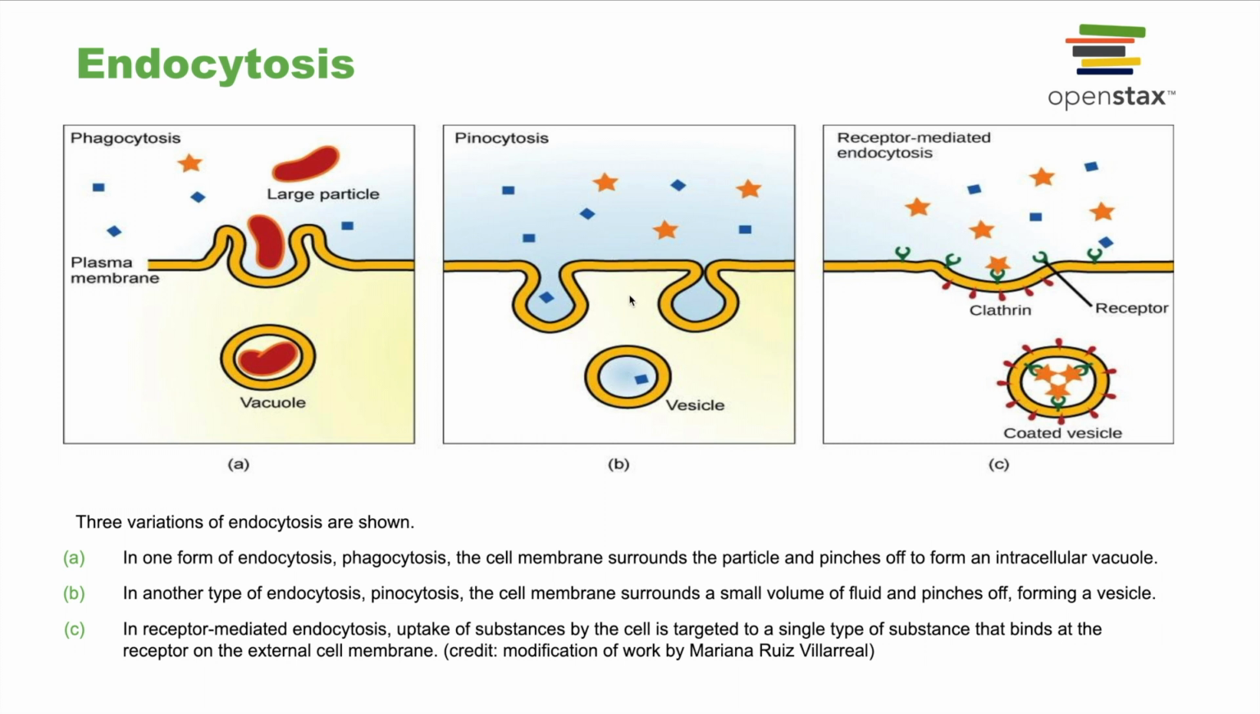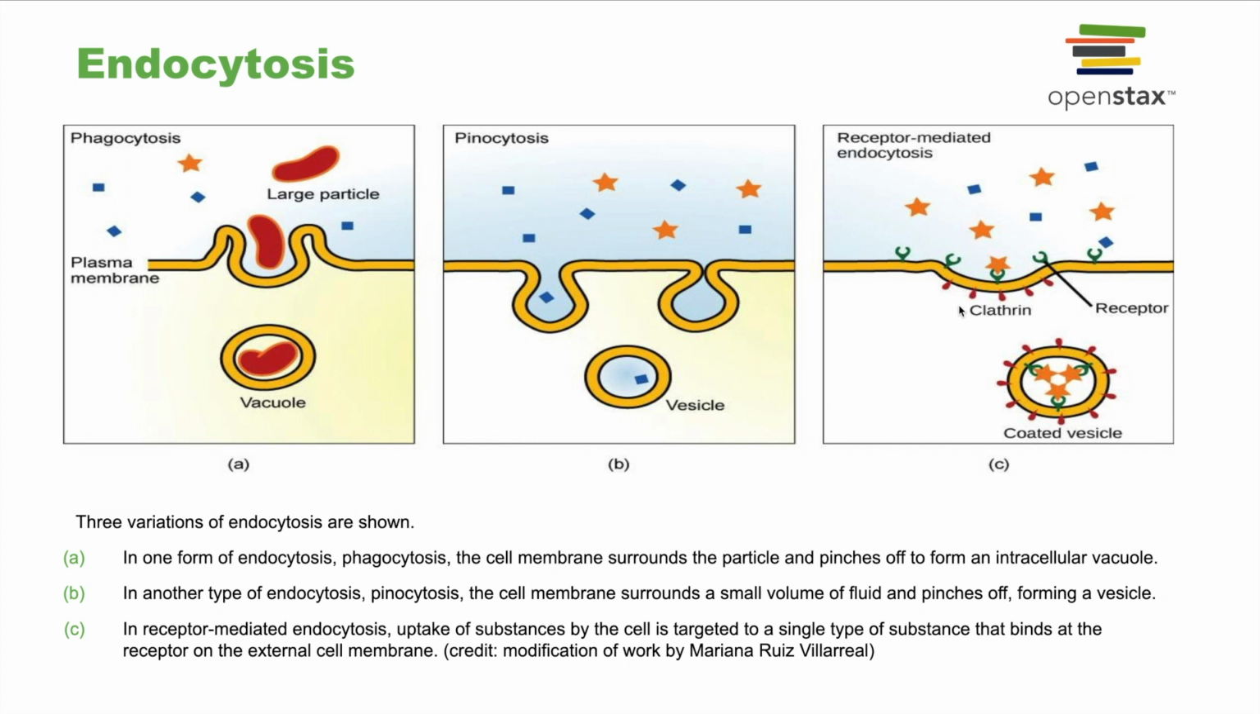Pinocytosis is when the cell takes small bites, so it takes in smaller molecules, not as big as bacteria, and again, it takes in through pinching the plasma membrane inward, and then it takes the vesicle where it's supposed to go.